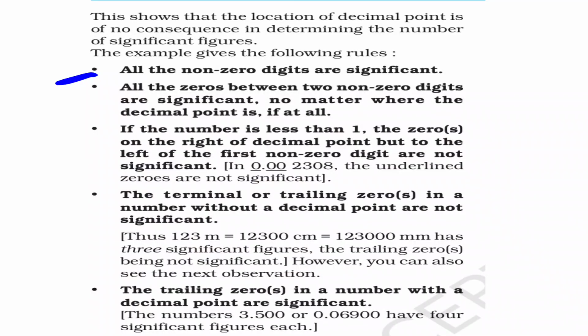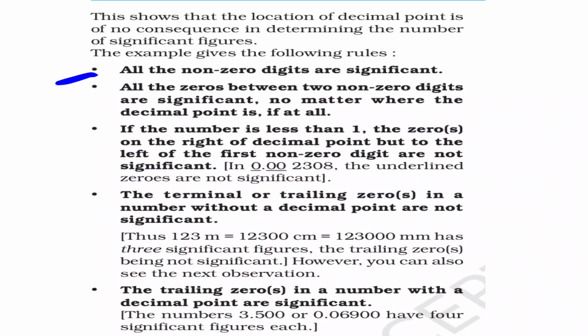So for example, 123 meter is equal to 2300 centimeter is equal to 123000 micrometer has three significant figures, the trailing zeros being not significant.